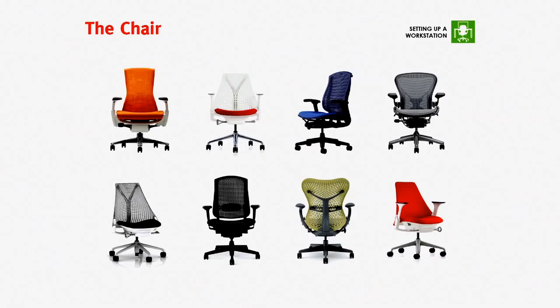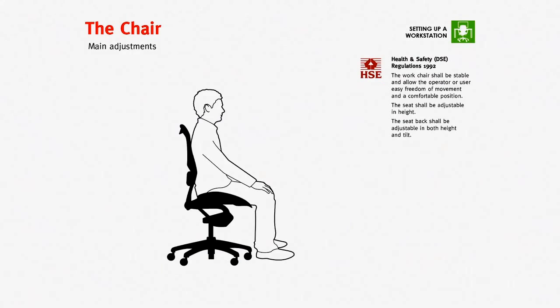consider is the adjustability. Remember, everyone is different. Adjustability can also bring problems because it's just as easy to adjust a chair into the wrong position as it is to adjust it correctly, so it's important that the user knows the basic parameters. The main adjustments as set out by the display screen equipment regulations are that a work chair should be stable and allow the operator freedom of movement and a comfortable position. The seat back should be adjustable in both height and tilt.